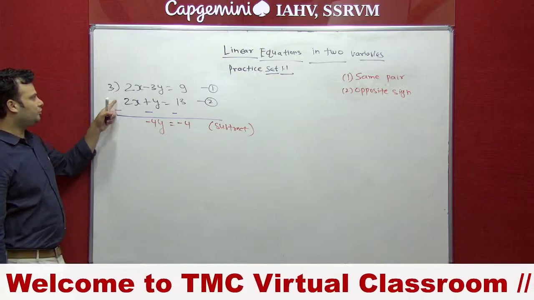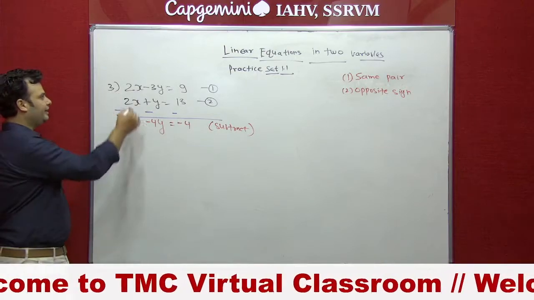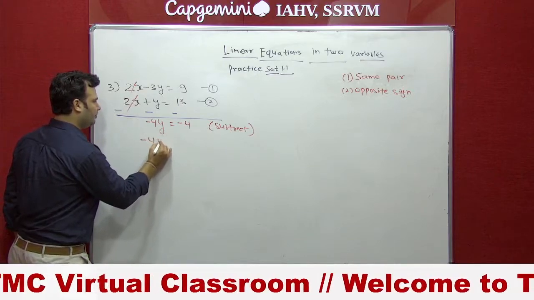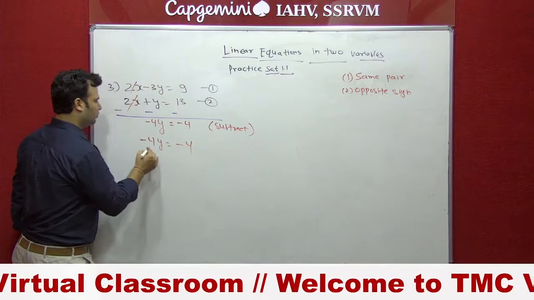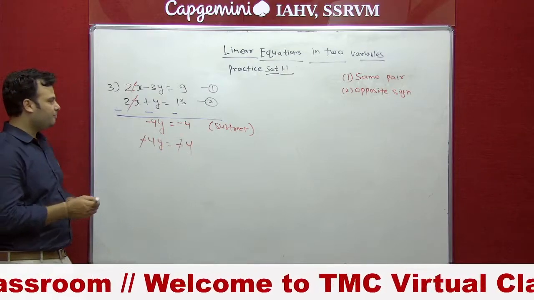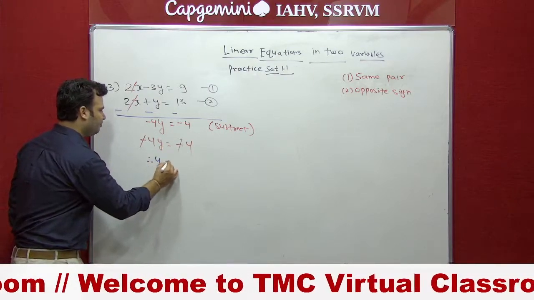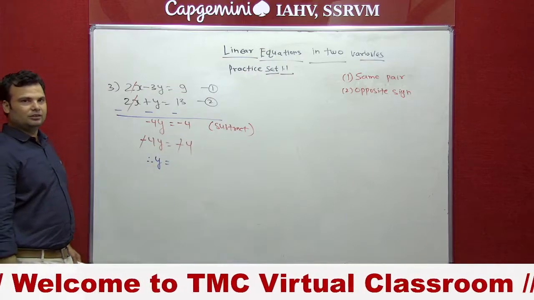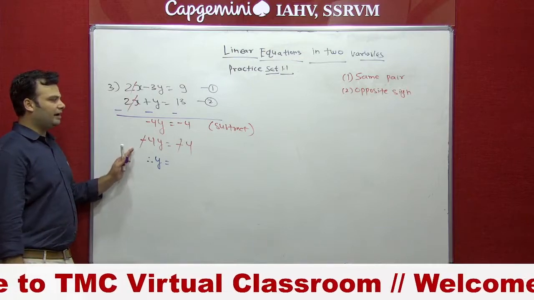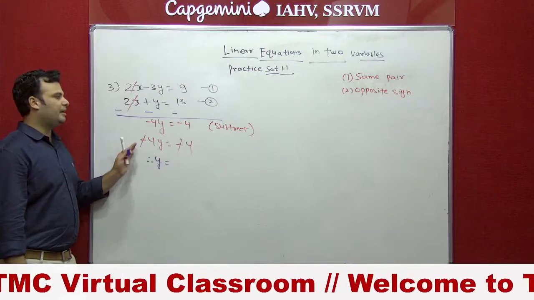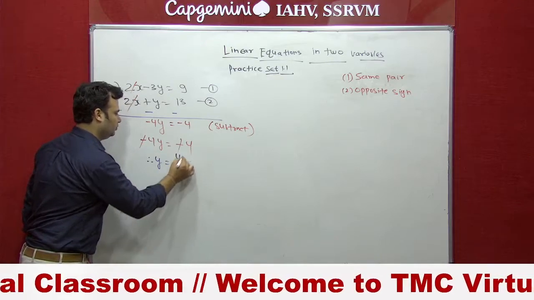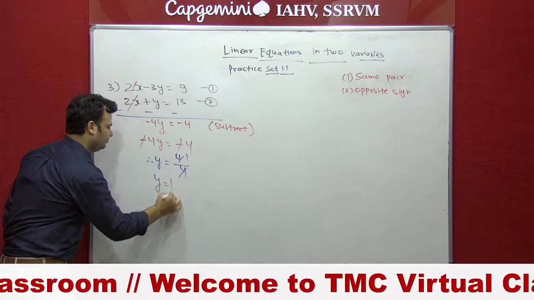Similarly, plus 2x and minus 2x get cancelled with each other. So here minus 4y equal to minus 4. So this minus and minus get cancelled. We have to find the value of y. So this side is multiply and opposite side become divide. Plus convert into minus, minus become plus, divide become multiply, and multiply become divide. Simple rule. So 4 upon 4, that is answer is 1.